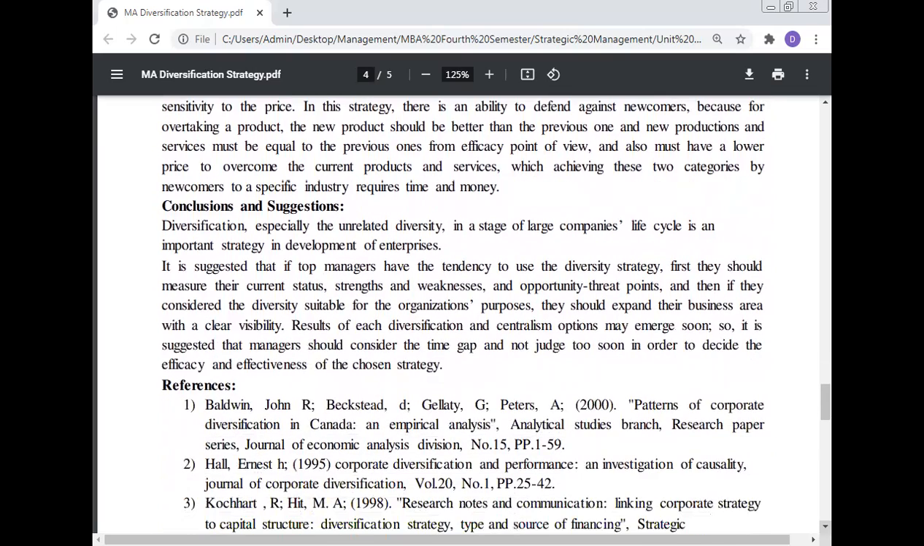Conclusion and suggestions. Diversification, especially unrelated diversity, at the stage of a large company like Sepkel, is an important strategy in the development of the enterprise. It is suggested that if managers have a tendency to use the diversified strategy, first they should measure their current status, strengths and weaknesses, and opportunities and threats. Then, if they consider diversity suitable for the organization's purpose, they should expand their business area with a clear vision. Results of each diversification and centralism option may not emerge soon, so it is suggested that managers consider the time gap and not judge too soon in order to decide the efficacy and effectiveness of the chosen strategy.